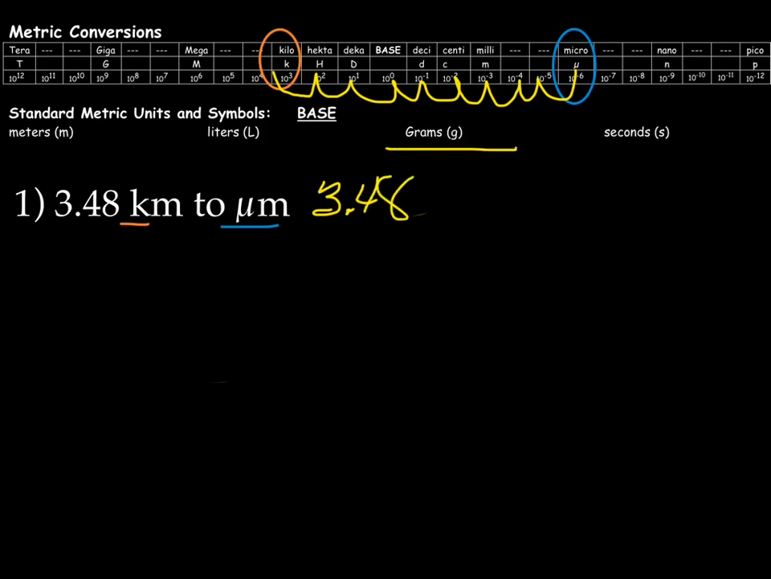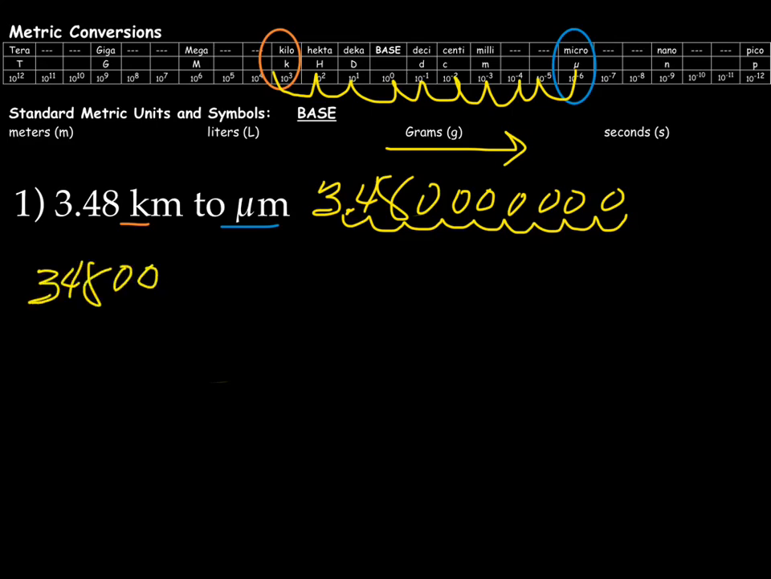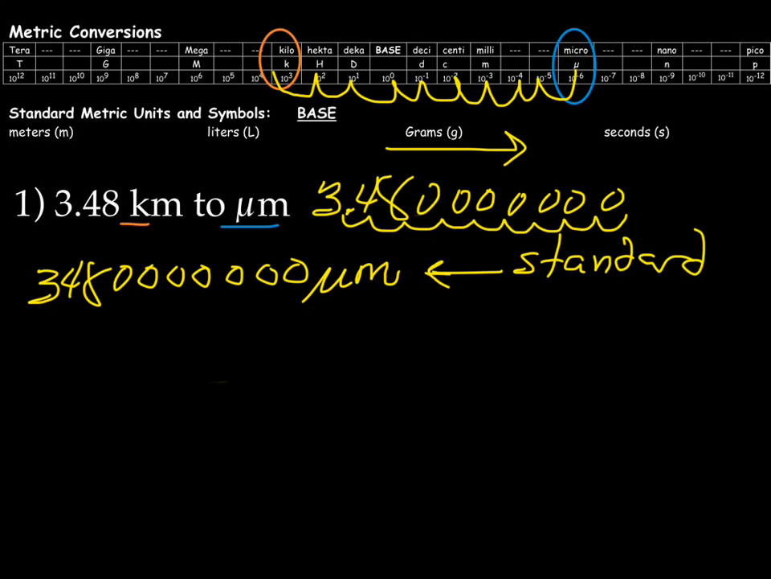So we have 3.48 to begin with, and we'll move the decimal 9 spaces. We're going to go to the right, because that's the way we went to get from what we knew to what we don't know. So 1, 2, 3, 4, 5, 6, 7, 8, 9. Let's rewrite that so we can actually read it. We have 348 with 7 zeros after it. Oh wait, we cannot forget to write our new unit, which is now micrometers. And that is our standard notation.